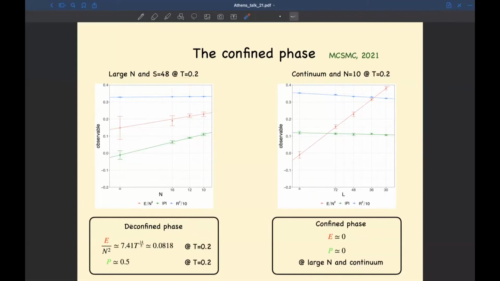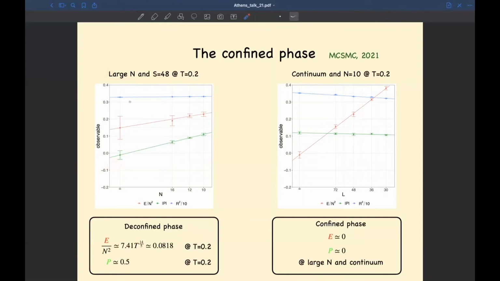and I want to pay attention to the deconfined phase. So if we would be in the deconfined phase, the predictions say that the energy should be 0.08, which if we look in this diagram, would be here, while the continuum extrapolation tells us that energy is here. On the other hand, the Polyakov loop in the deconfined phase should be around 0.5, and if we look in the large N extrapolation, this would be somewhere here. But obviously, the Polyakov loop is not there.